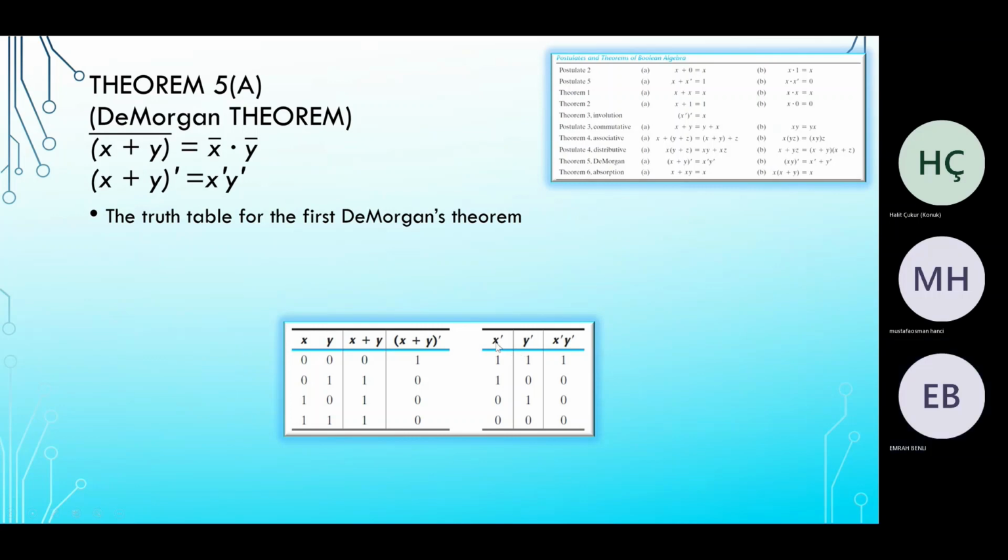So x prime and y prime: 1, 1 is 1, both of them true. 1, 0, both of them are not true. So 1, 0, 0, 0. So now to prove De Morgan's theorem, we have to show that this one equals this one. Where is the left side of the equation? It's here. Where is the right side of the equation? It's here. So 1, 0, 0, 0, 1, 0, 0, 0. So they are equal. So that's how we prove it.